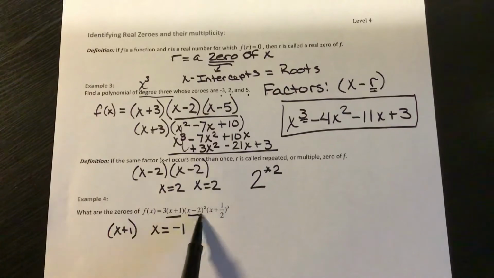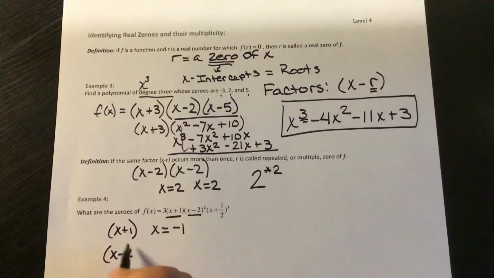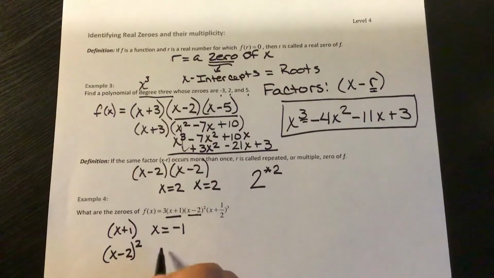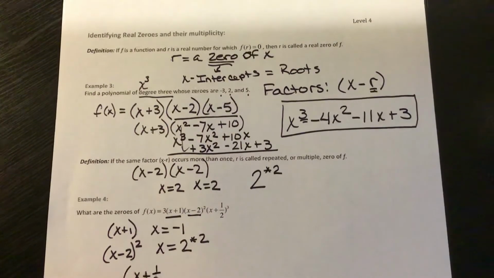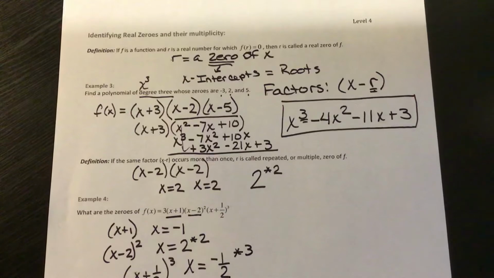But notice I have x minus 2 here, and that's squared. So I have two groups of x minus 2. So my 0 here is going to be 2, and it's going to occur 2 times. And then I have a factor of x plus 1/2, and this is to the third power. So I have a 0 of negative 1/2, and that occurs 3 times. So the multiplicity just tells us how many times that 0 is going to occur.